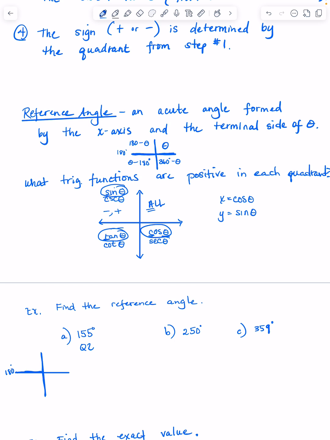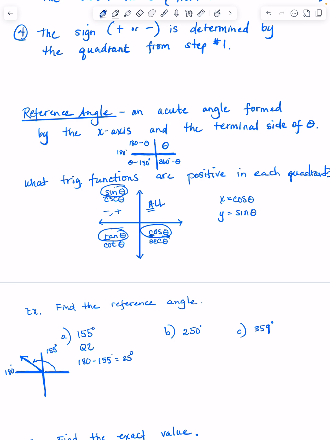Actually, let me draw a picture. So let's just say, here's my initial side, and I'm going over here, and my angle was right there. That's 155 degrees. All right, the reference angle is the angle formed by the terminal side and the x-axis. All right, so the 180 minus 155 is 25 degrees. So the reference angle would be 25 degrees.